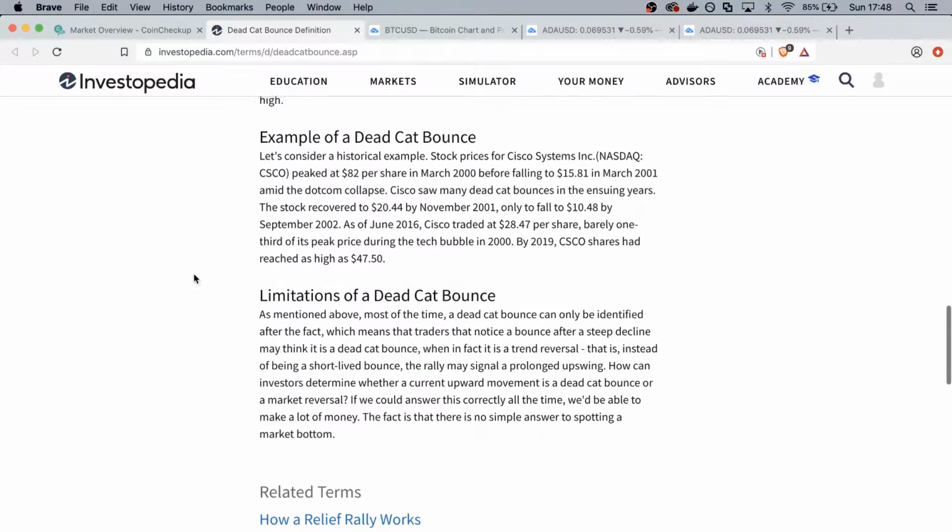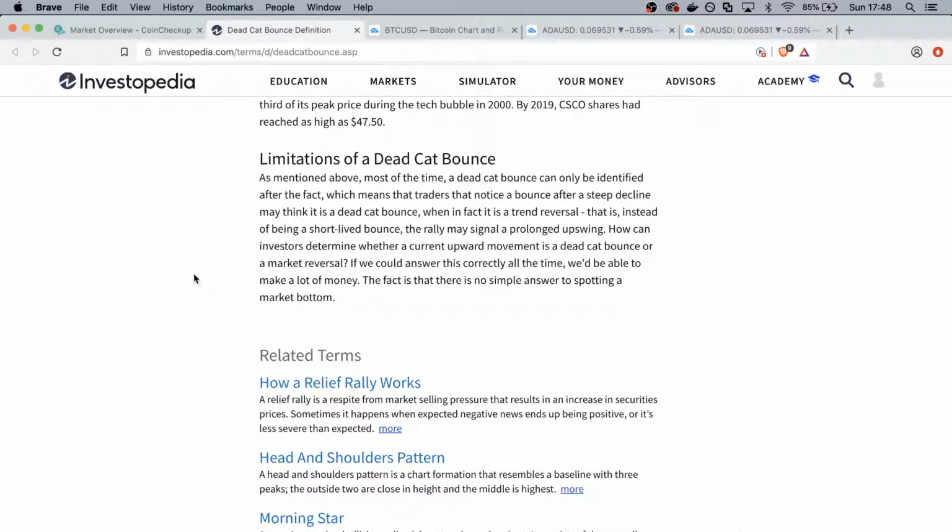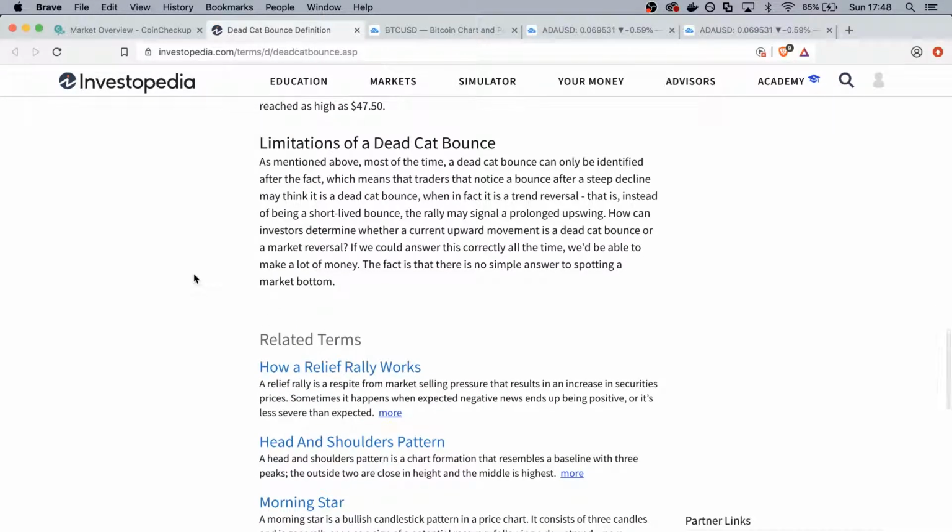So a few limitations of the dead cat bounce is the fact that it can only really be identified after the fact, which means that traders notice a bounce after the steep decline beyond the previous low. So it's much less of an indicator of future price, but more you can look at it and see that the market is continuing a downtrend movement and might still be in a bearish scenario.